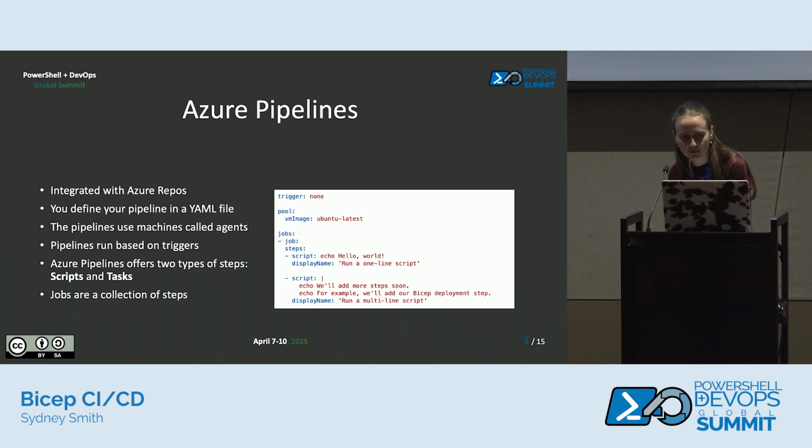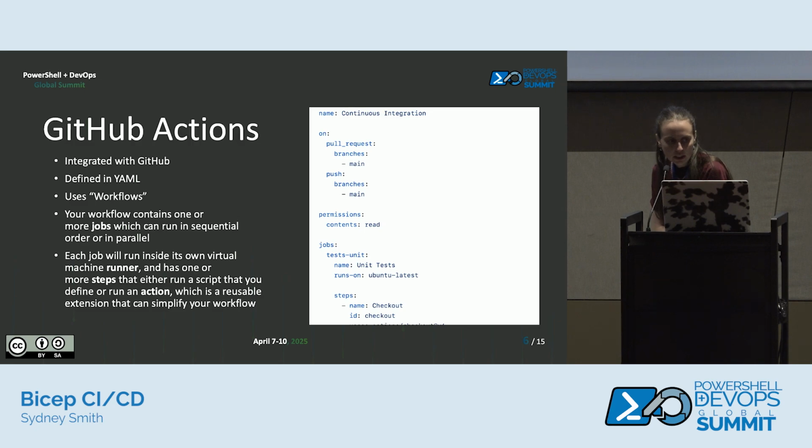Or sorry, you have your steps with the script and task example. All right, GitHub Actions, pretty similar here. Just have a few different terminology terms that we're going to use. So as the name suggests, we are integrated with GitHub here. Also defined in YAML, so you'll see it's pretty similar look to it.